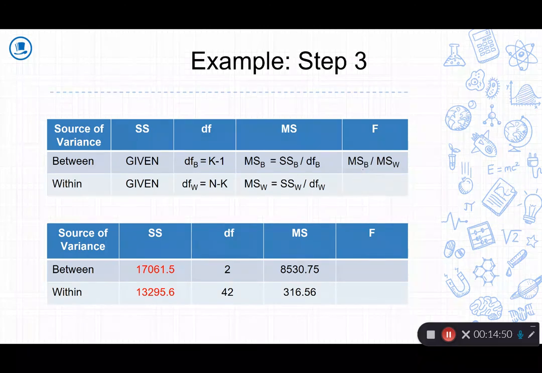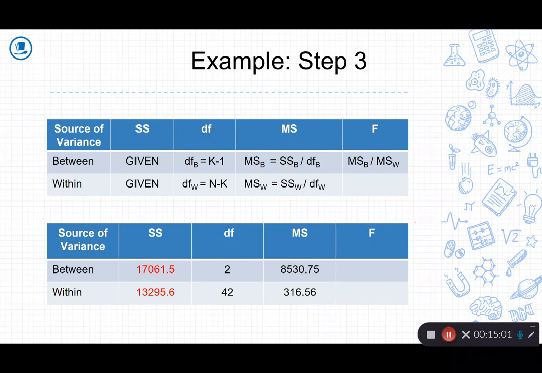The F ratio is the mean square between divided by the mean square within. So when we do that division, 8530.75 divided by 316.56, we get 26.95. Sorry, I'm seeing a typo here. It happened again. I missed that one. Those should be W's, right? But the F ratio is 26.95, right?